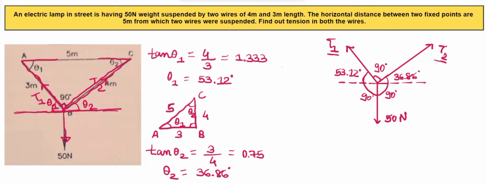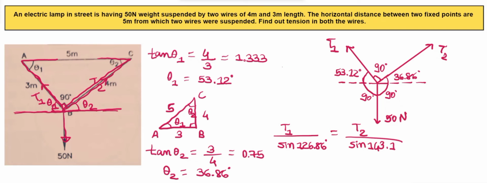For T1, the opposite angle is the one between 50 Newton and T2, which is 90 plus 36.86 degree. So it will be equal to 126.86 degree. T1 upon sine 126.86 degree. Then for T2, the opposite angle is between T1 and 50 Newton, which is 90 plus 53.12, which will be equal to 143.12 degree. And for 50 Newton, the opposite angle is that between T1 and T2, which is 90 degree. Then we'll just write the values.